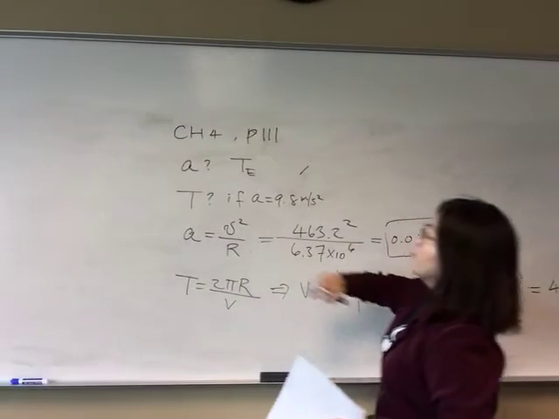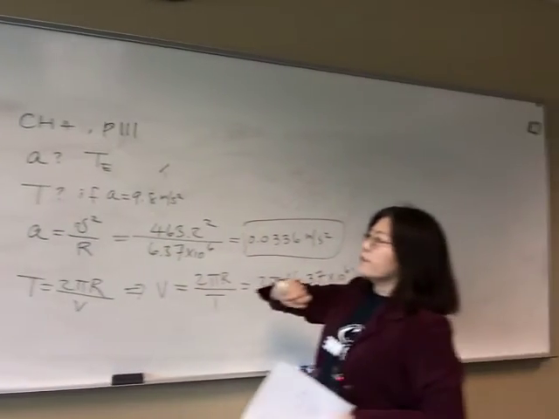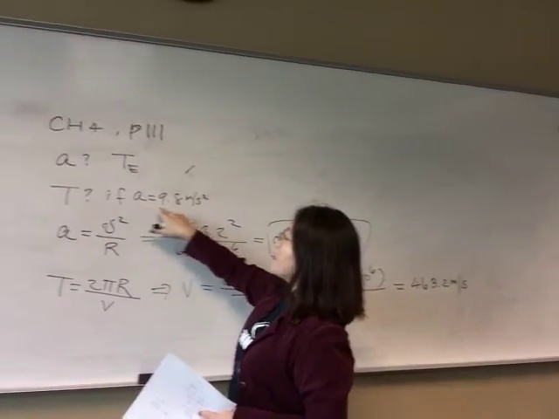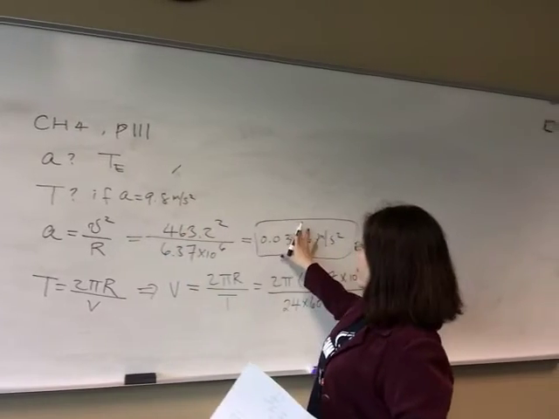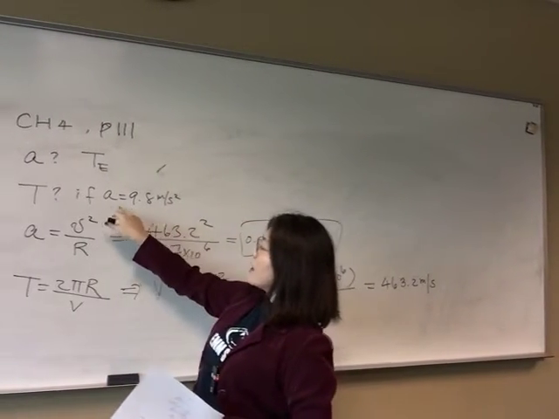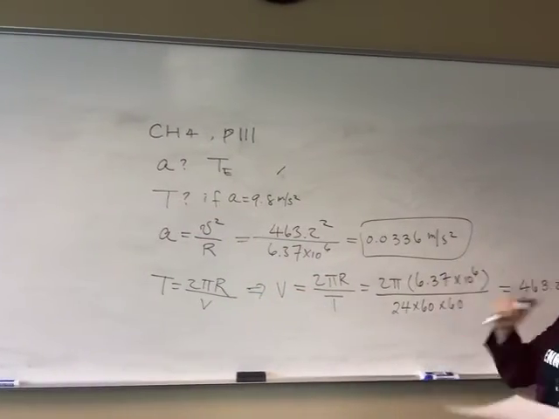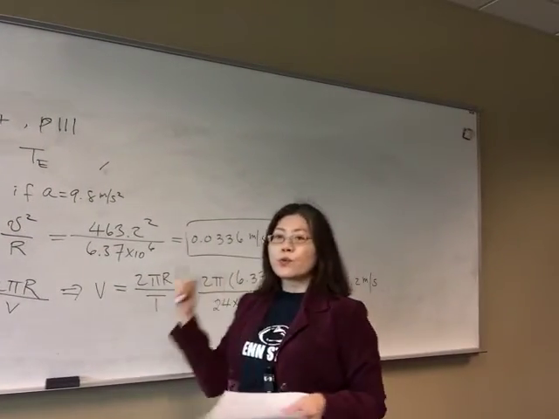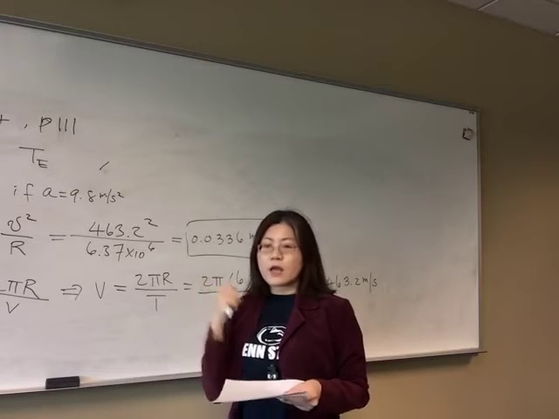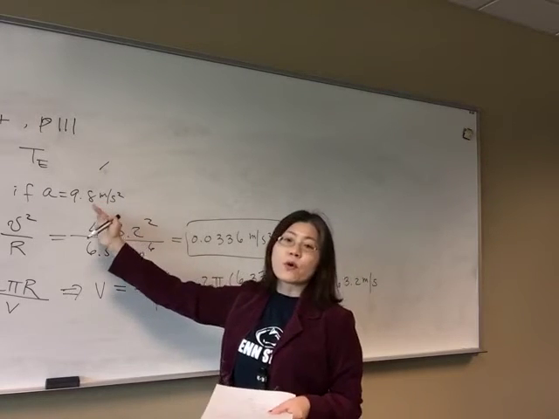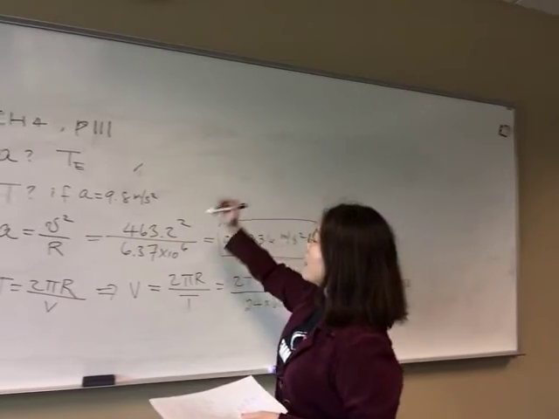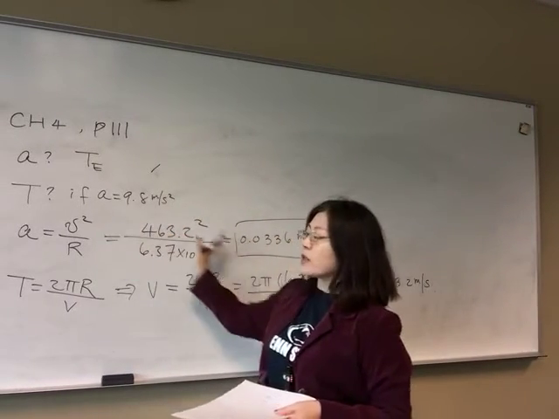Now, the second part says that if the acceleration now becomes 9.8 instead of whatever value that you calculated, if this is 9.8, what would the period have to be? Okay. So in that case, how fast, in other words, how fast would the Earth have to rotate in order to produce the acceleration that's 9.8? So this basically, we're just going to backtrack.